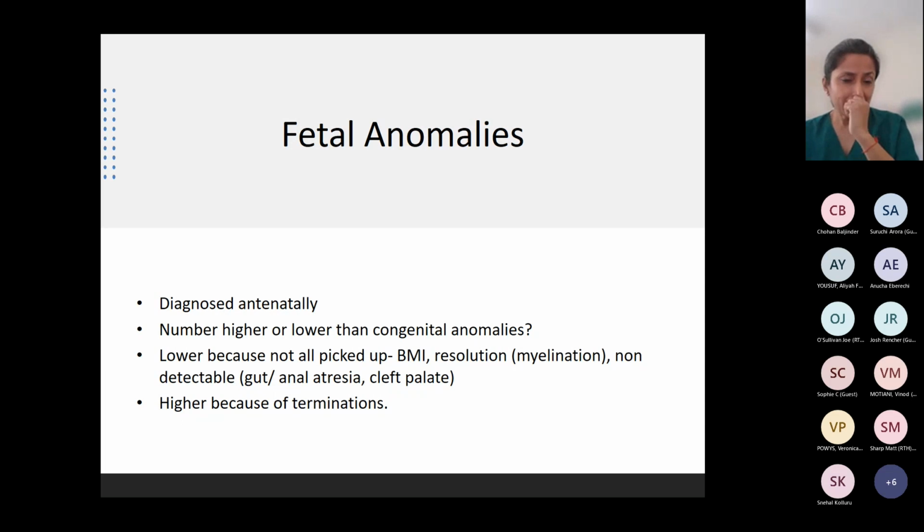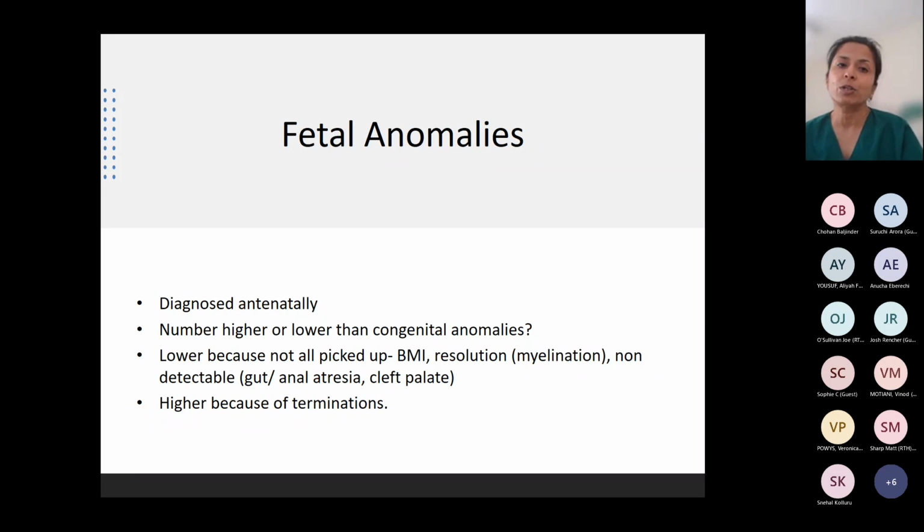Well, what I say is that it could be lower than that because some of these anomalies might be missed, some because of resolution, some because of the BMI of the patient, or some just because they can't be detected, like anal atresia, cleft palate, or gut rotation, things like that. We cannot expect to see those on scans.